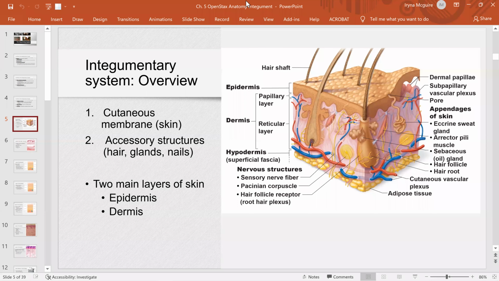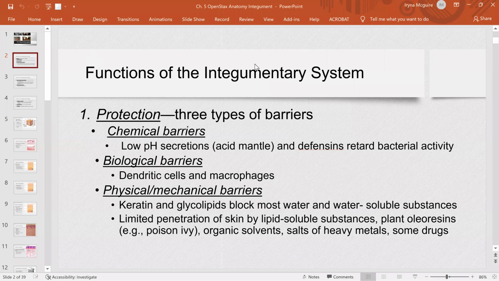So the integumentary system is a body system, the same as your cardiovascular system or your reproductive system, respiratory, right? So you have integumentary. Now, body systems are made of organs. What are the organs of your integumentary system? Your cutaneous membrane or skin and accessory structures, right? So now let's go back and talk about the functions. And talking about function here, we mostly mean your skin.